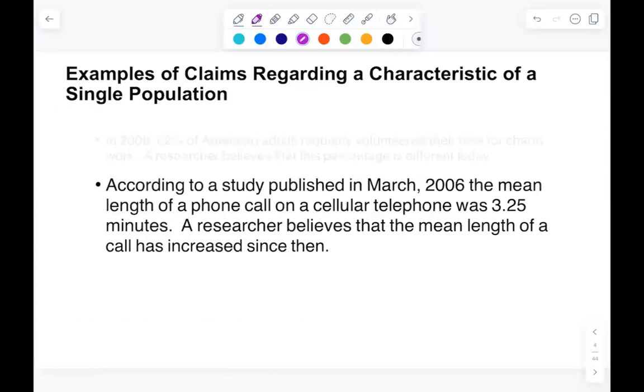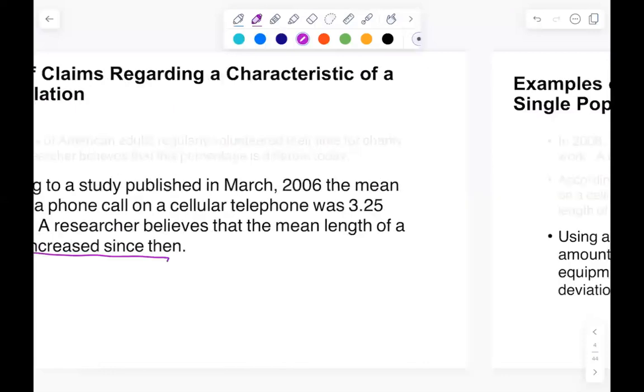Here's another one. According to a study published in March 2006, the mean length of a phone call on a cellular telephone, so funny, it says cellular, was 3.25 minutes. A researcher believes that the mean length of a call has increased since then. Once again, it looks at a previous study that says the average length is 3.25, and this researcher has some sort of evidence and thinks that it has increased since then.